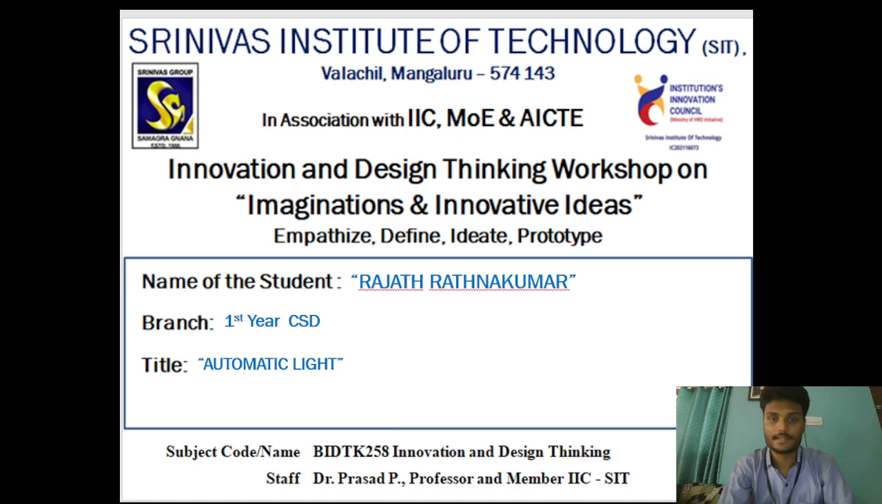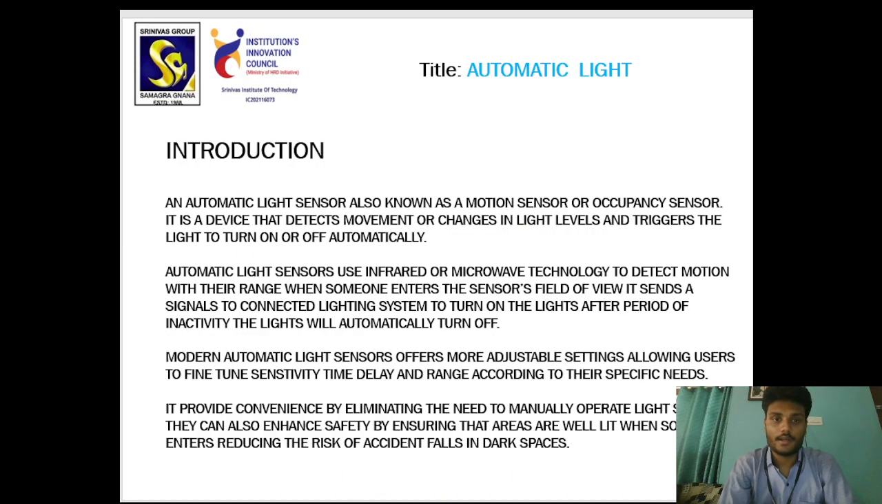I am here to present my innovation idea on automatic lights. An automatic light sensor, also known as a motion sensor or occupancy sensor, is a device that detects movement or changes in light levels and triggers the light to turn on or off automatically.